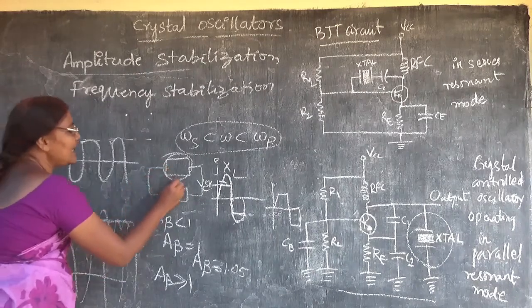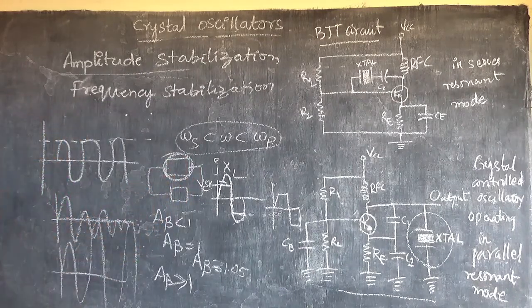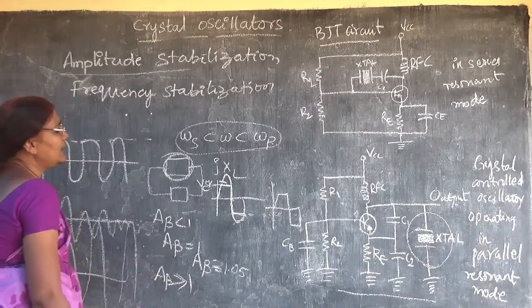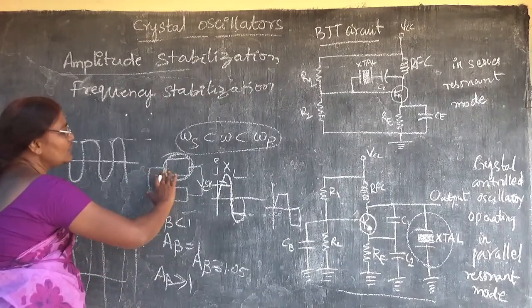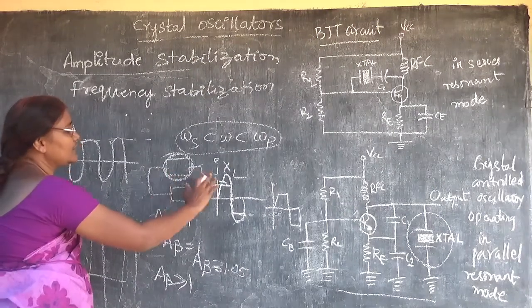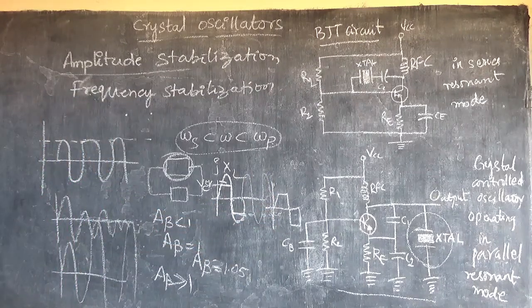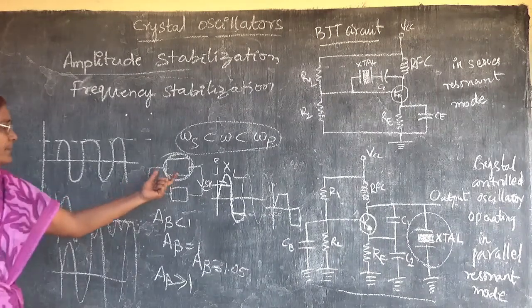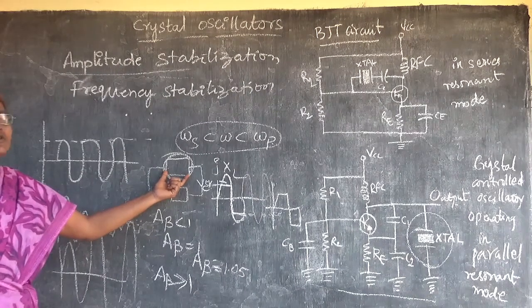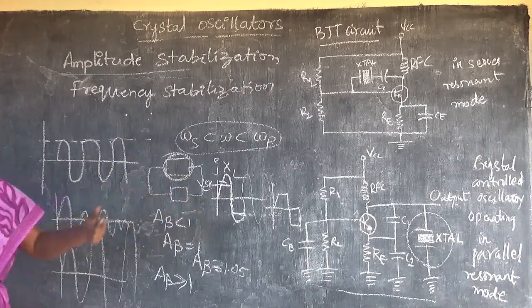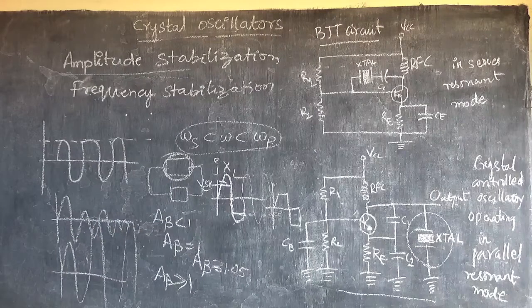So due to the non-linear action of the basic amplifier circuit, your input is going to be clamped. Whatever the increment in the input, only a controlled input will be given to this amplifier circuit, and you will get a constant amplitude. That is the amplitude stabilization which we get from the basic amplifier circuit itself. Due to the non-linearity of that circuit, we get stable amplitude oscillations. This is about amplitude stabilization. And the next thing, frequency stabilization.